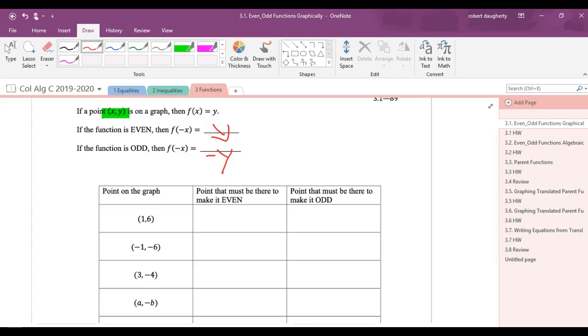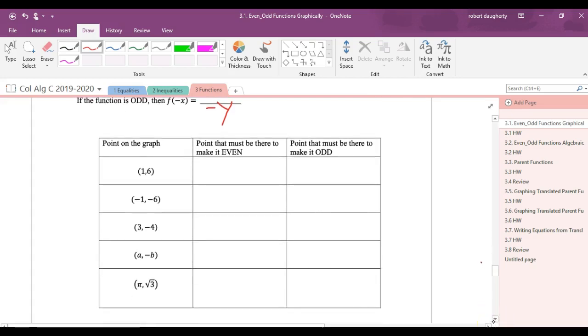So let's look at an example of this. Here's a point on the graph. If this function is even, what other point has to be there? Negative 1, 6, okay? If it's odd, what has to be there? Negative 1, negative 6, okay? If this point is on the graph, what has to be there when it's even? 1, negative 6. If it's odd, what has to be there? 1, 6, okay? So all I'm doing is saying, if this point is on the graph, take the negative of the x value. If it's even, you get the same y value. If it's odd, you get the opposite.